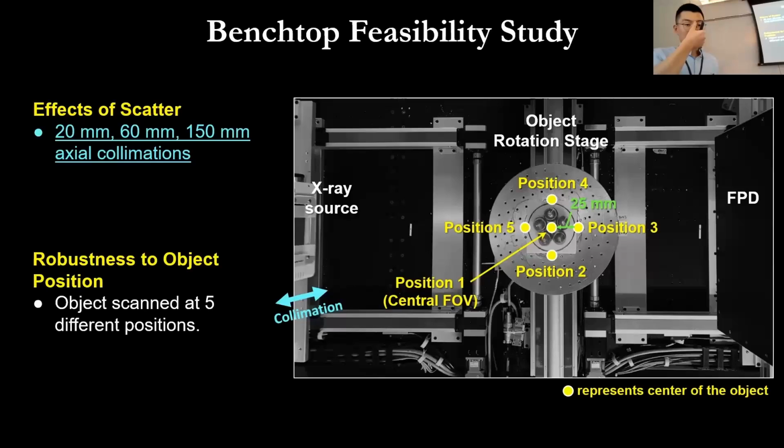Okay, so this is our plan for the bench study here. You can see that we acquired the data with 3 different collimations: 2 centimeter, 6 centimeter, and 15 centimeter axial collimations for the phantom. And in addition, we run a reproducibility test.